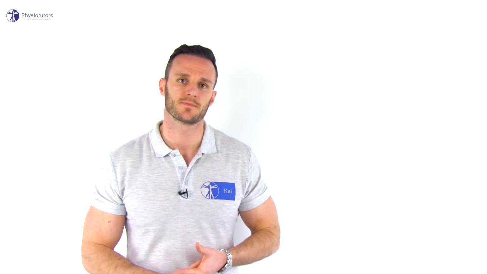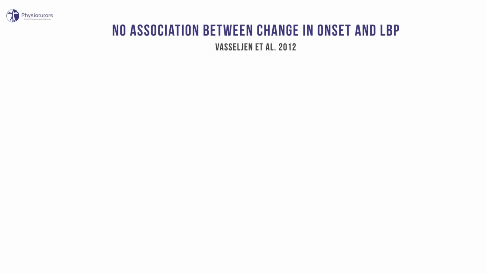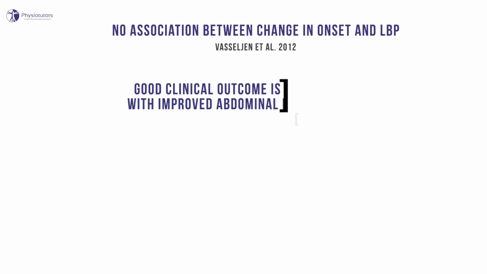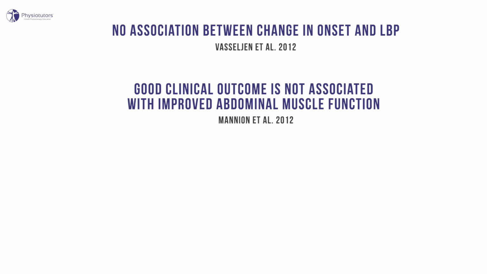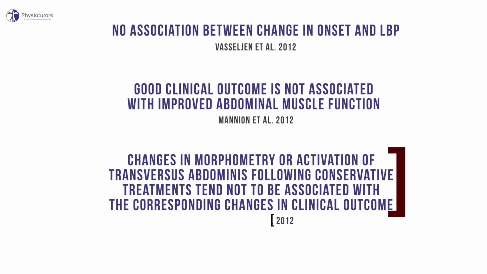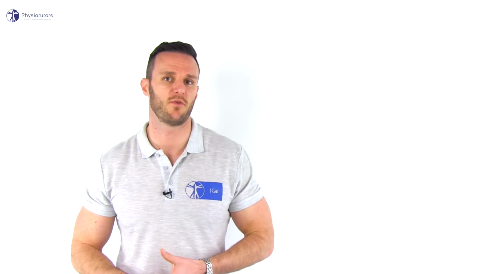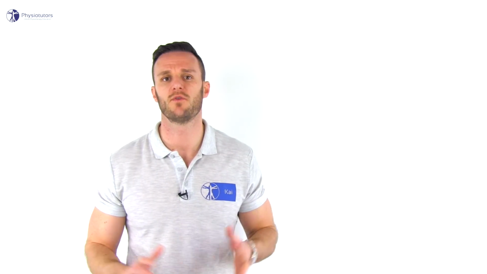Does it even matter? Credits again to Jared Hall for sampling the following list of studies, which have shown that there's no association between change in onset and low back pain. A good clinical outcome is not associated with improved abdominal muscle function. Changes in morphometry or activation of transverse abdominis following conservative treatments tend not to be associated with the corresponding changes in clinical outcome. If we look a little bit broader than just the TRA or multifidi, Steiger et al. in the year 2012 performed a systematic review looking at different target aspects of performance and their influence on treatment outcomes for low back pain.